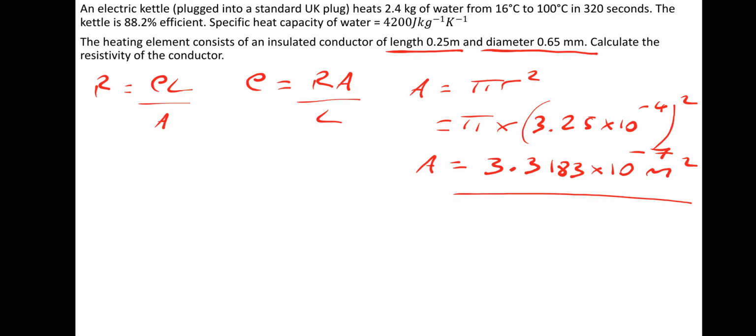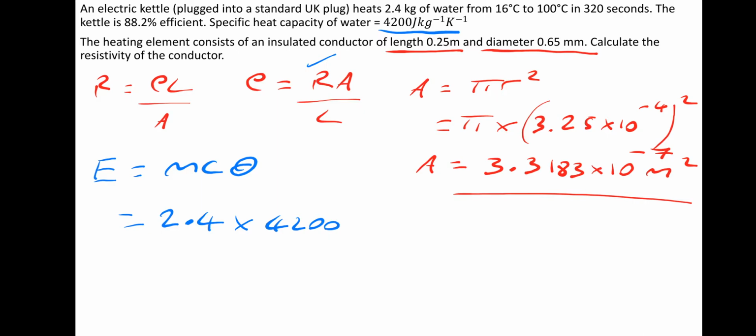And then the next part is we've got to find the resistance. So we've got the area, we've got the length, we just need the resistance. First of all, I'm going to find the energy. So we've got E equals mc theta, the energy supplied to the water, that is. So the mass is 2.4 kilograms, multiplied by the specific heat capacity of water, which is given, 4,200, multiplied by the temperature change. The temperature change is 16 to 100 degrees, which is 84.